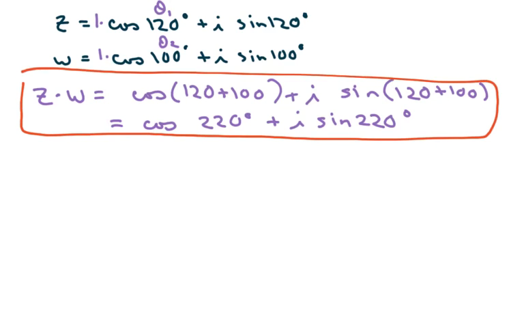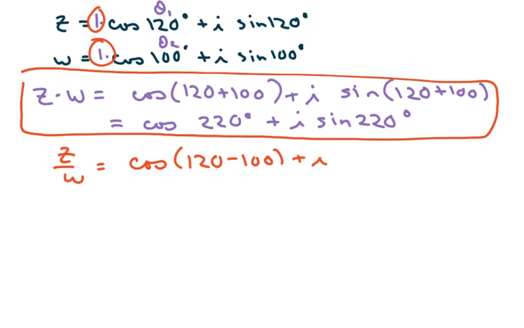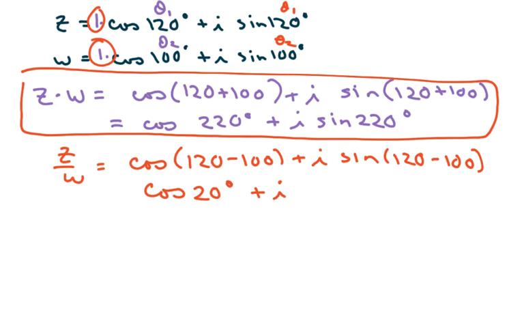And then when you divide, it's the same thing. Well, 1 divided by 1 is just 1. So it should be cosine of 120 minus 100 plus I sine of 120 minus 100. You're just subtracting angle 1 minus angle 2. So basically, you're going to get cosine of 20 plus I times sine of 20. Okay?